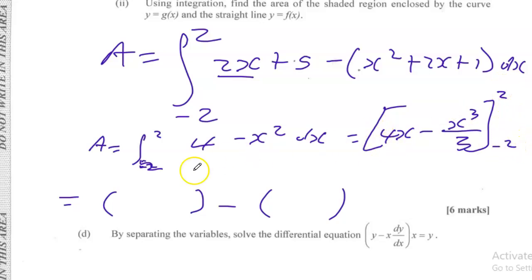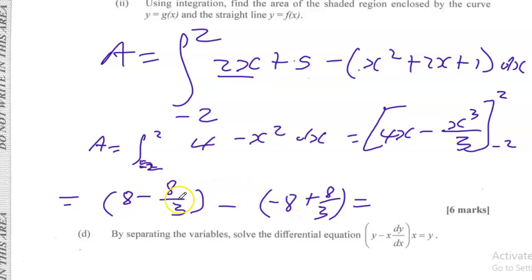In the first bracket, we replace x with 2. So 4 times 2, that's 8, minus 2 cubed, that's 8 over 3. The second bracket, we're replacing x with minus 2. So 4 times minus 2, that's minus 8. Replacing the x with negative 2, you're going to end up with negative 8, so that's positive 8 over 3. Right? And if we simplify this, 8 and 8 will be positive 16.